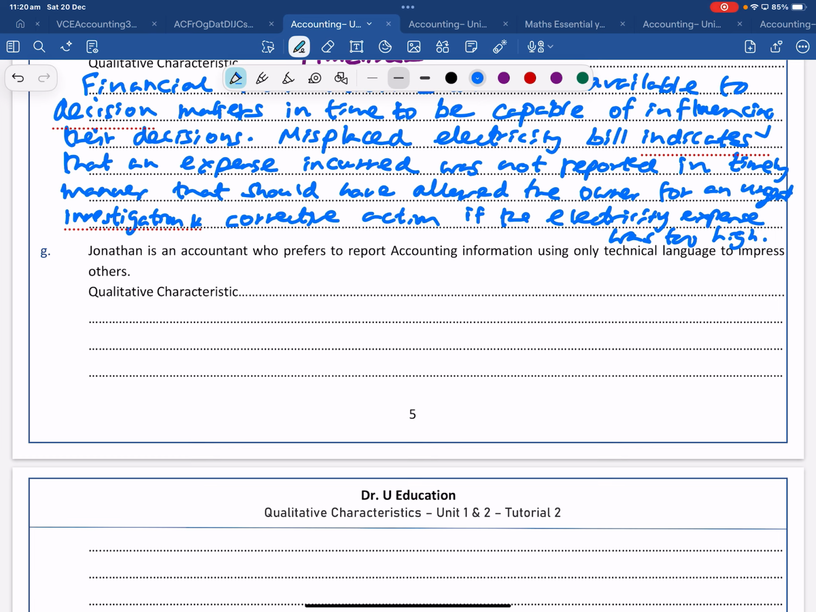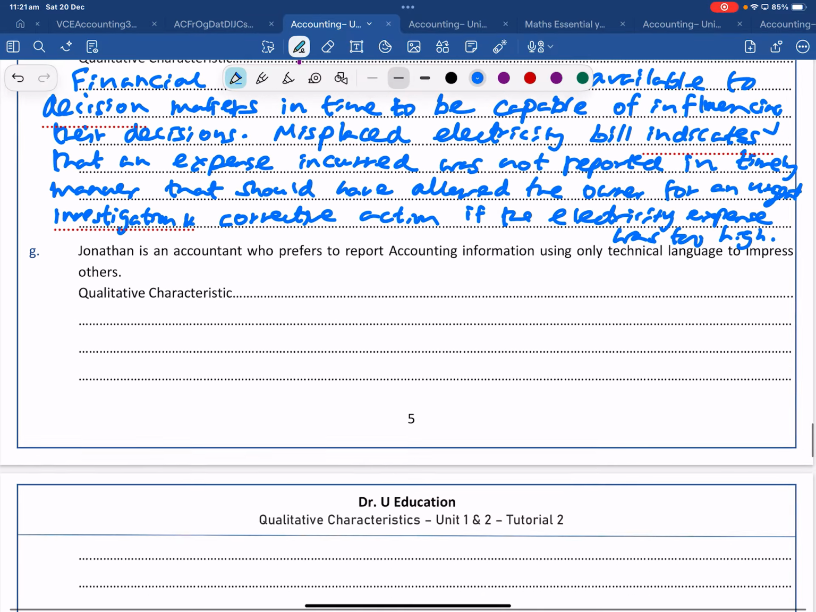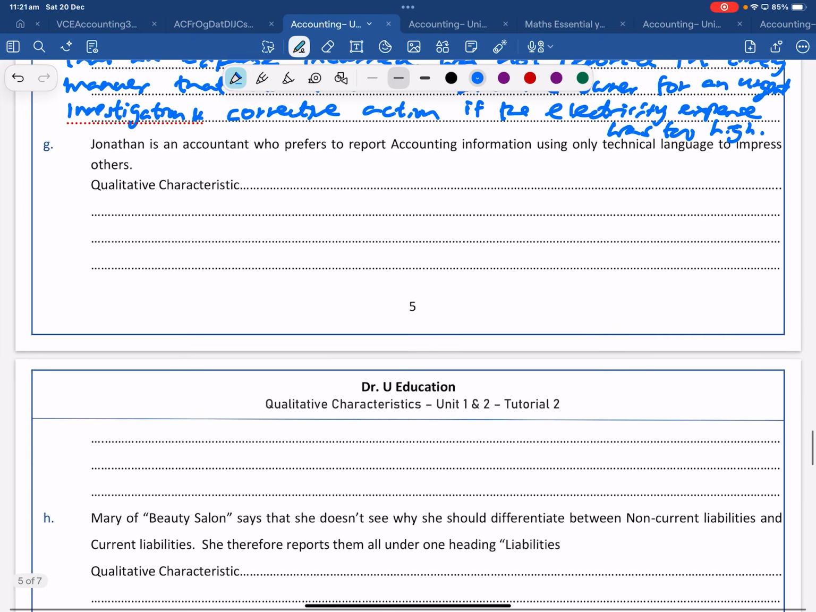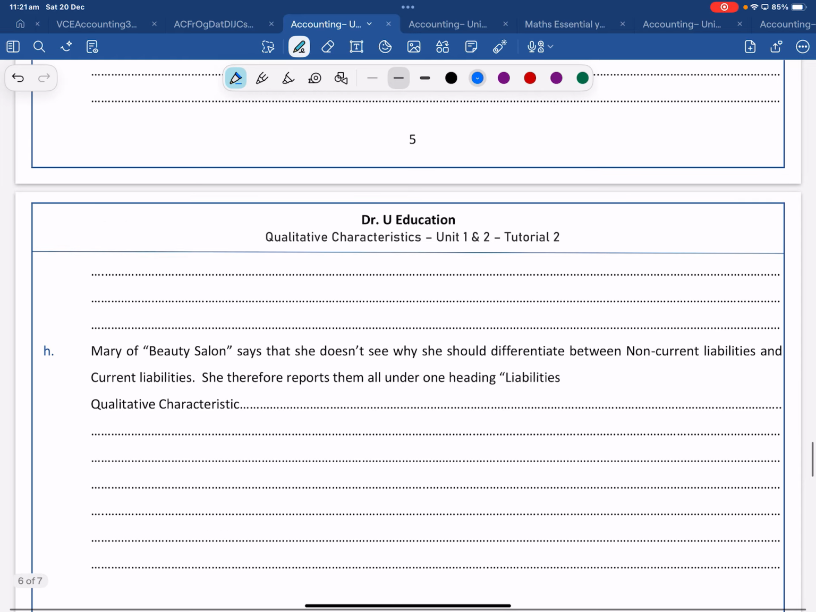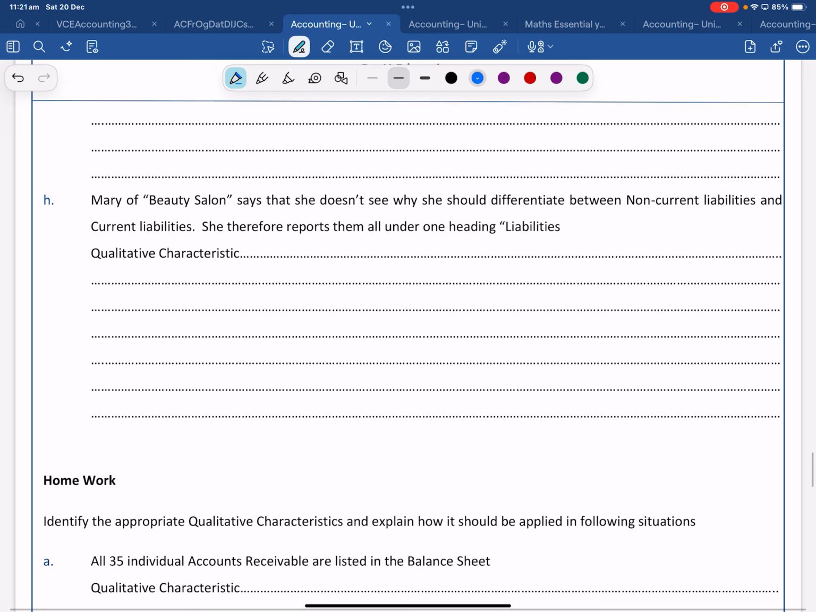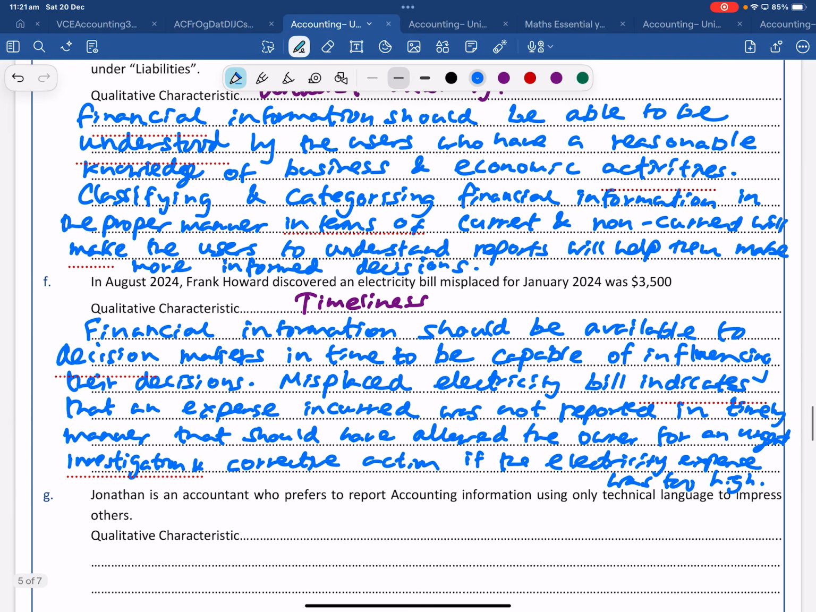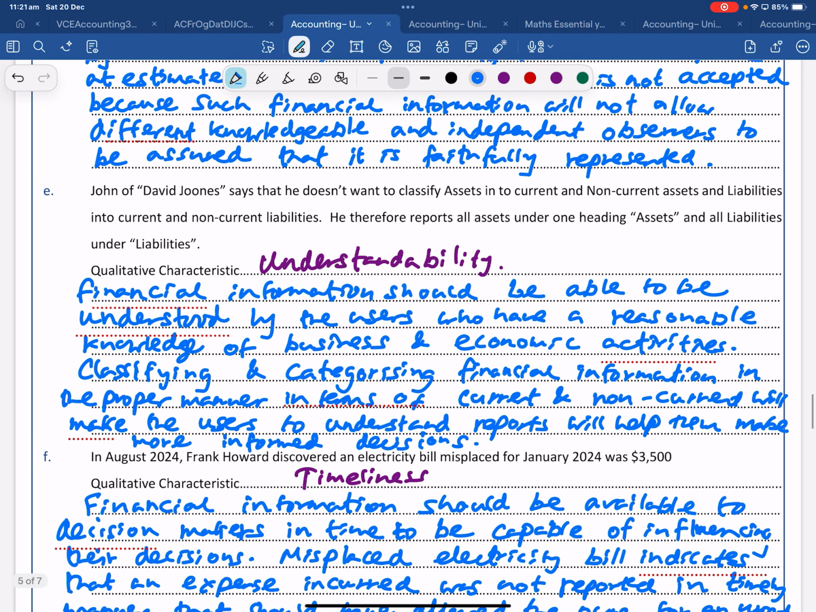So then we shouldn't be impressing the people. We shouldn't be showing our colors to others, right? In accounting, we have to help them out in making decisions. So then understandability, I'm not going to give you again. Why? I have already given you an answer. So then you have to follow the same way.